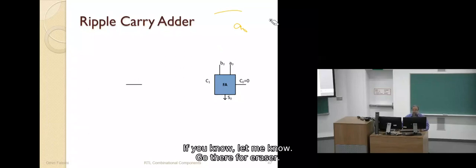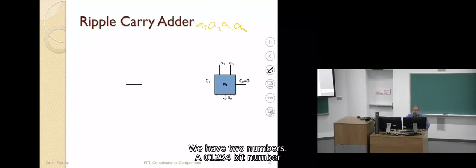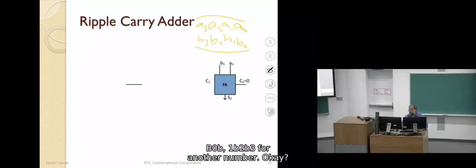Go there for the eraser. Okay, so we have 2 numbers: A0, A1, A2, A3, a 4-bit number, and also another number, B0, B1, B2, B3. Okay, if you have questions, ask me. Okay. So we use a full adder, the first full adder, for the first slice, A0 and B0.